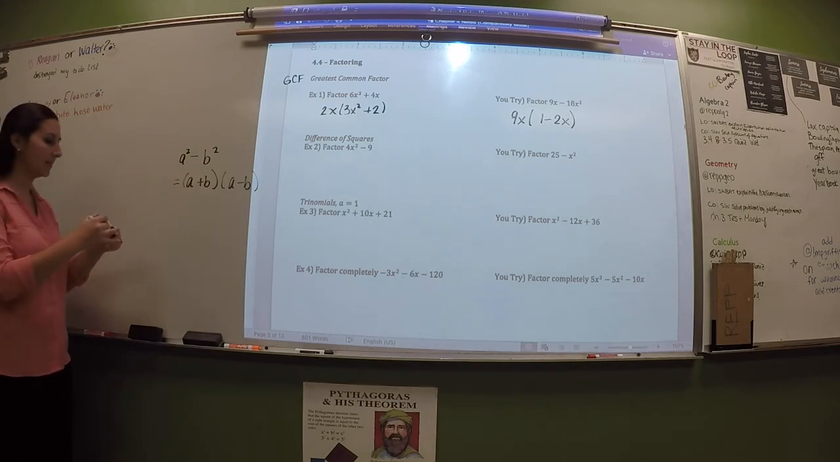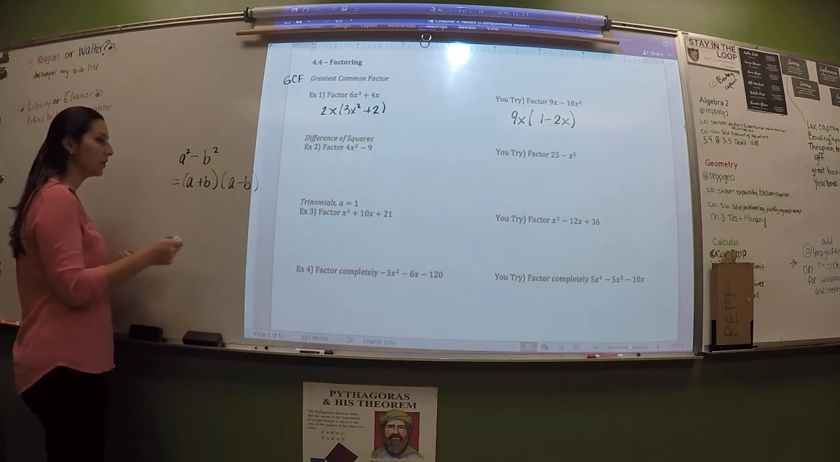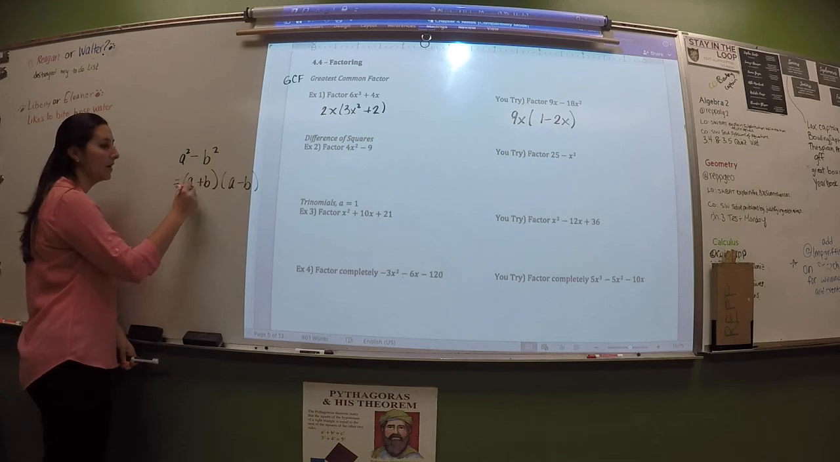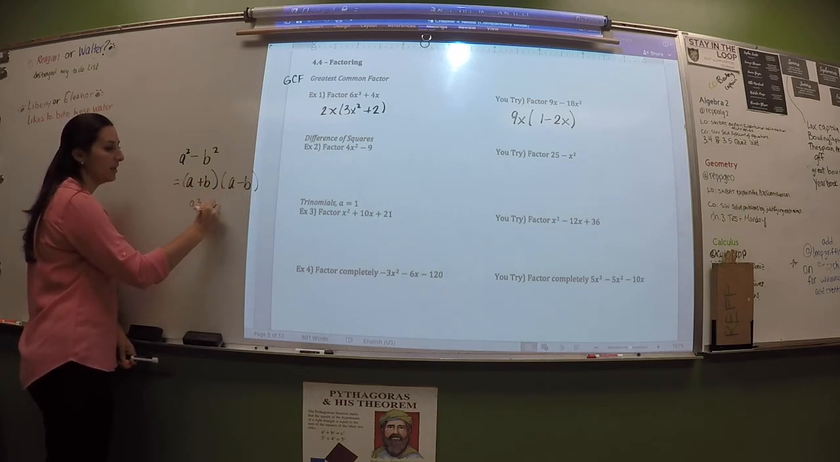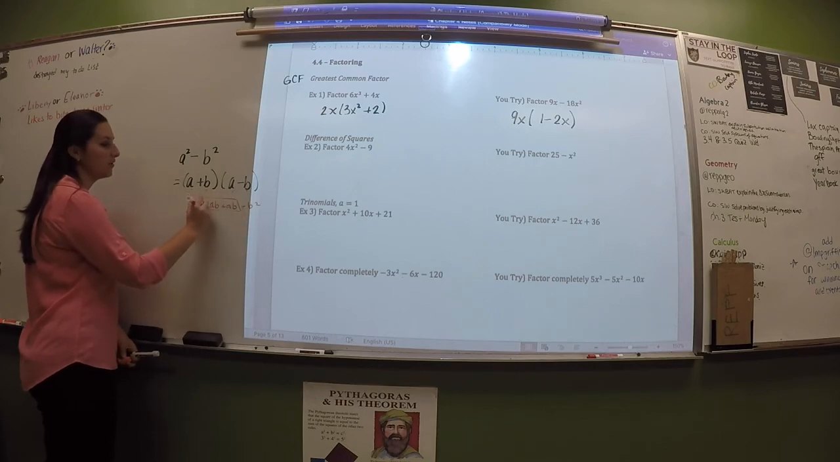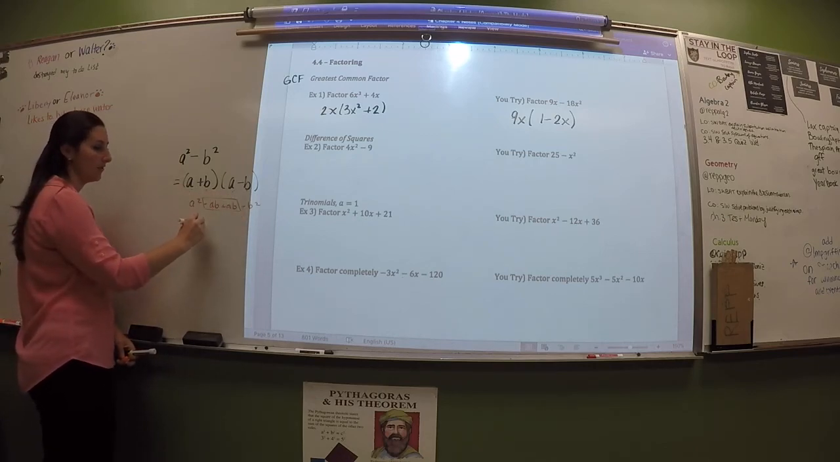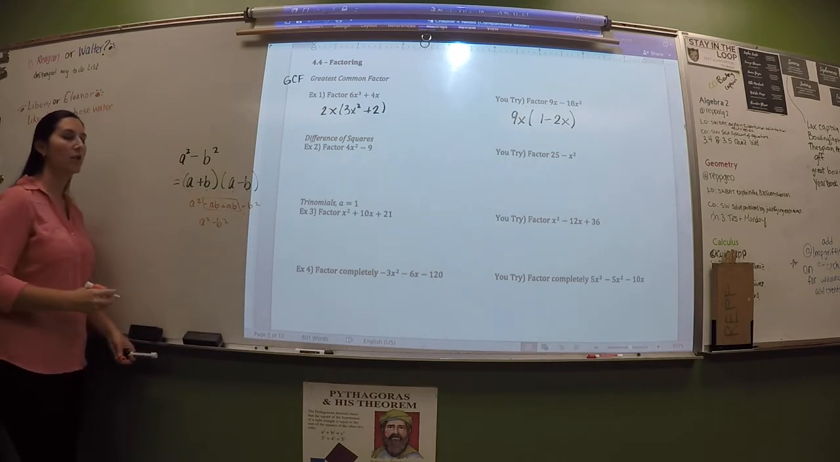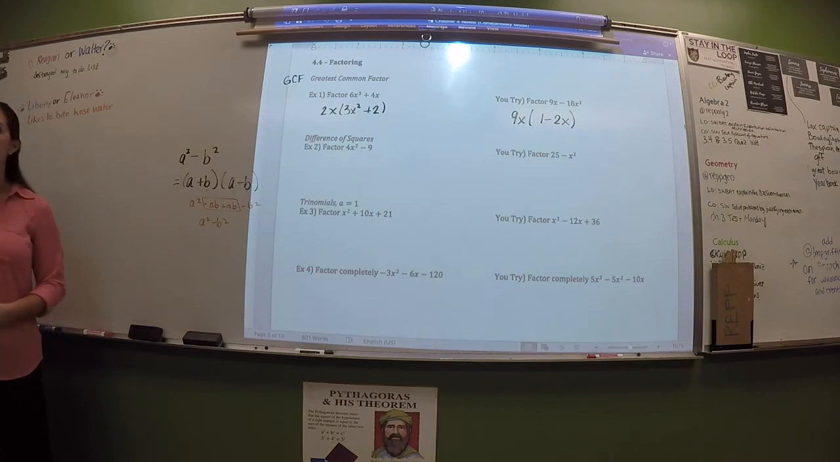By doing this, if you were to multiply these 2 back out, you'd have a squared, minus ab here, plus ab here, and then minus b squared. You can see the 2 middle terms will cancel out, and you're left with just a squared minus b squared. In order for the 2 middle terms to cancel out, one would have to be positive and one would have to be negative. If they were both positive or both negative, they wouldn't cancel out, they would just double.